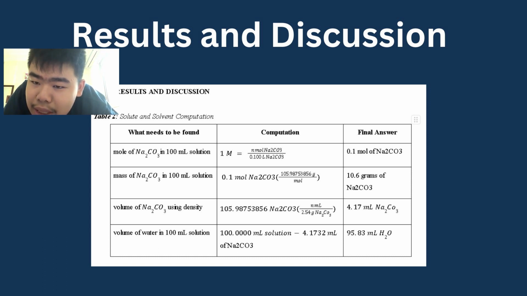Using the formula density equals mass over volume, the formula is rearranged to volume equals mass over density. Substituting the provided data, volume equals 105.98753,856 grams of Na2CO3 over 2.54 grams per mole, or the density of Na2CO3, which yields 14.7. And by subtracting this from 100 ml, it provides us the required amount of water, which is 95.83 ml.